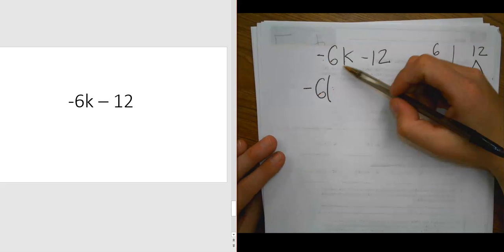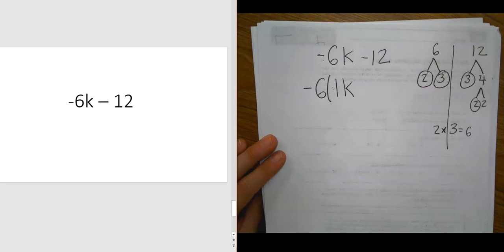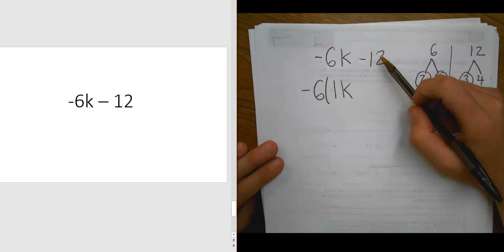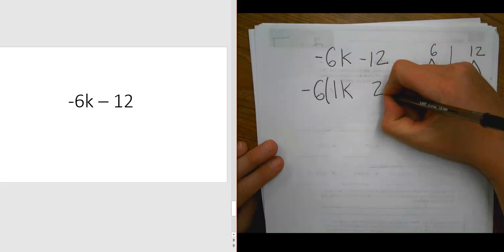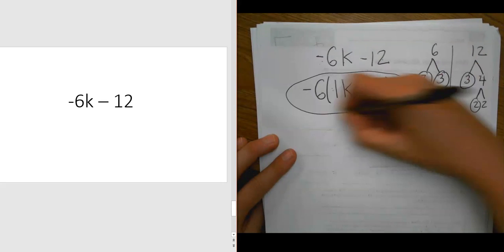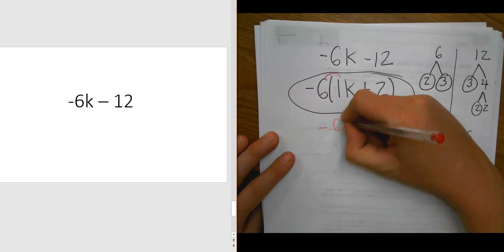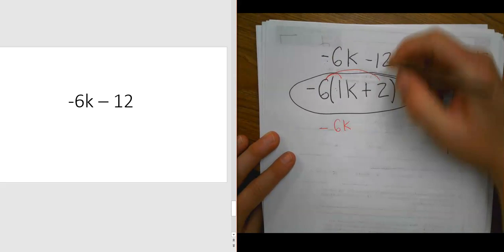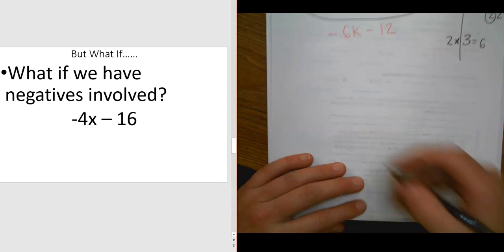Negative 6 times what equals negative 6? Negative 6 times 1 equals negative 6. Negative 6 times what equals negative 12? Times 2. Positive or negative? Negative, those two are friends. So it's got to be a positive. And that's my answer. Check my work. Negative 6 times 1, negative 6k. Negative 6 times negative 2, negative 12. And I am done.